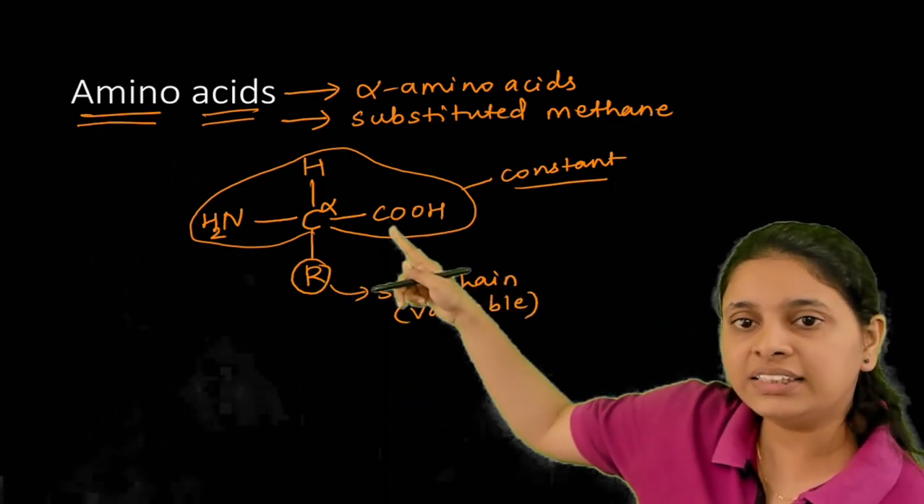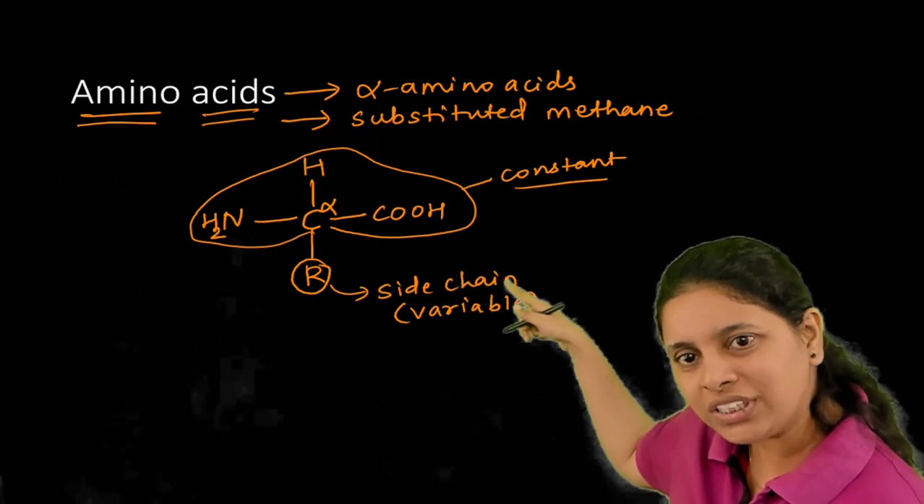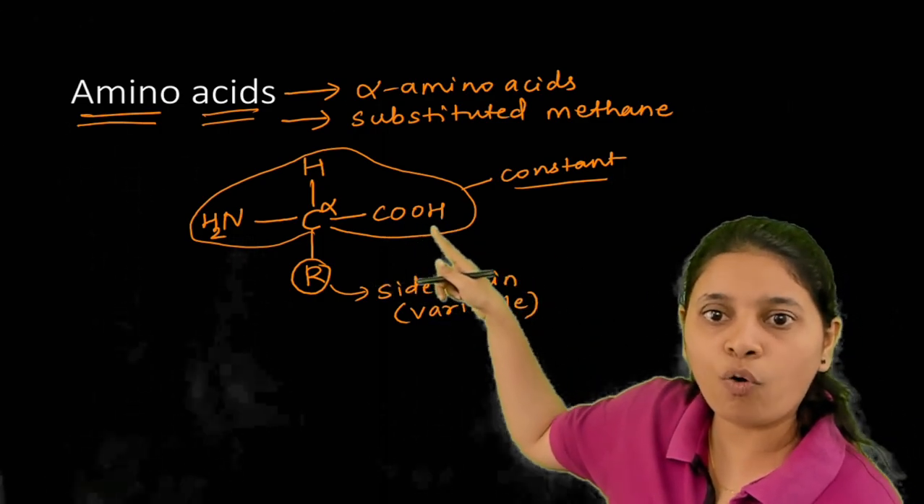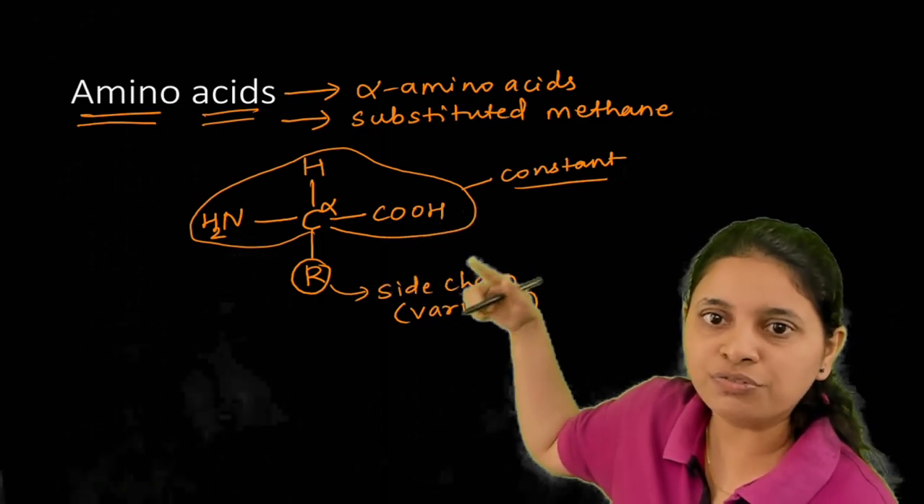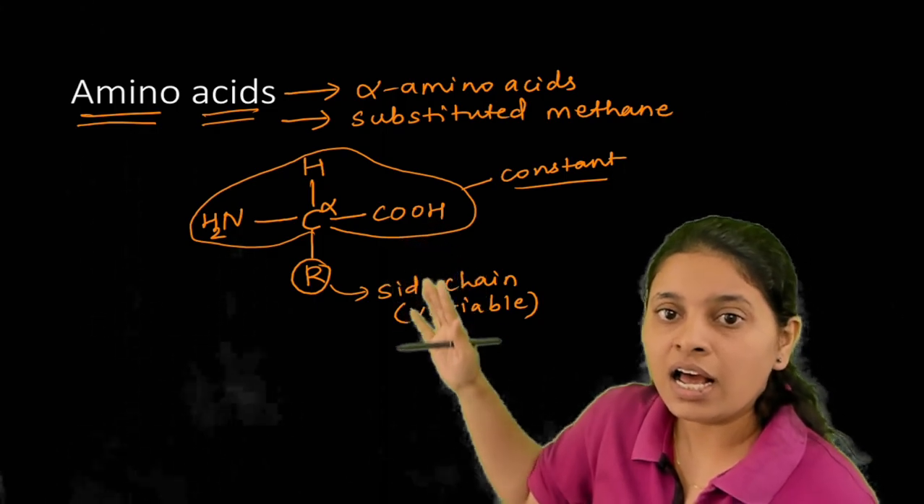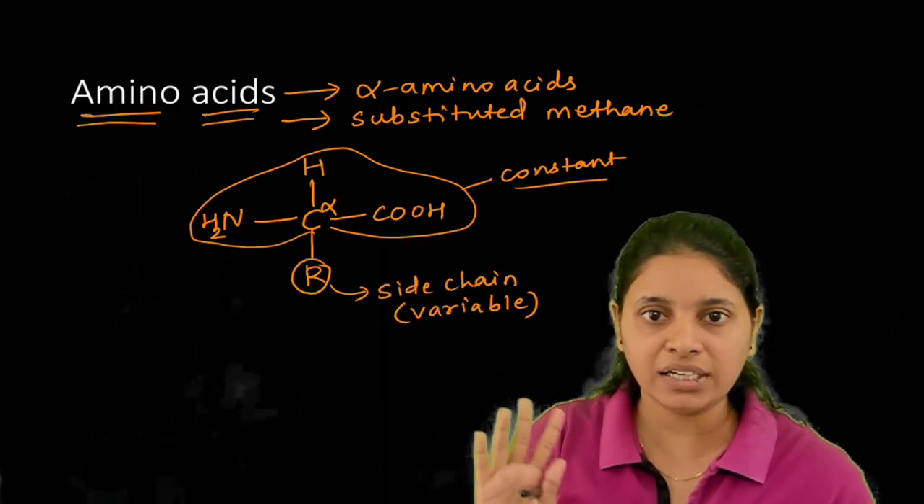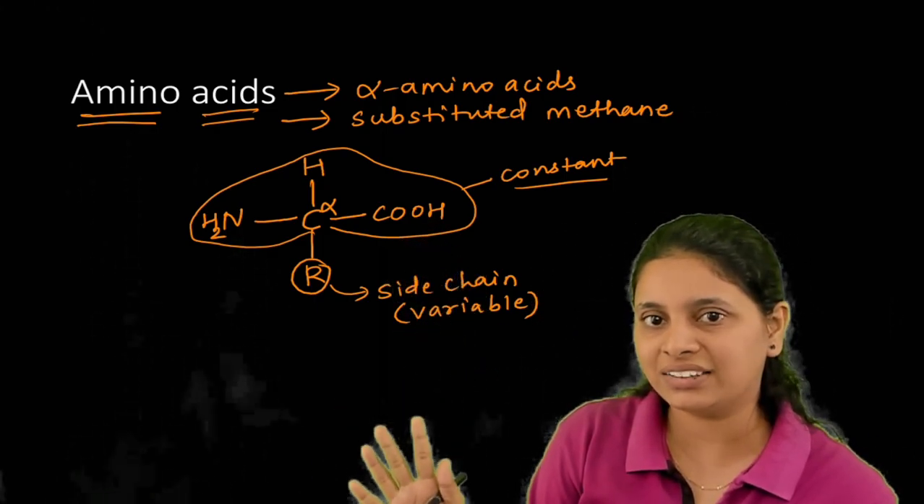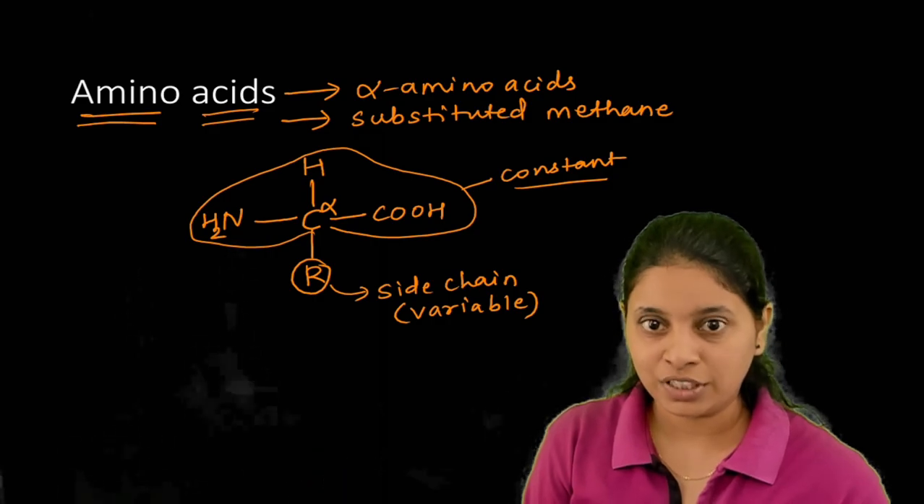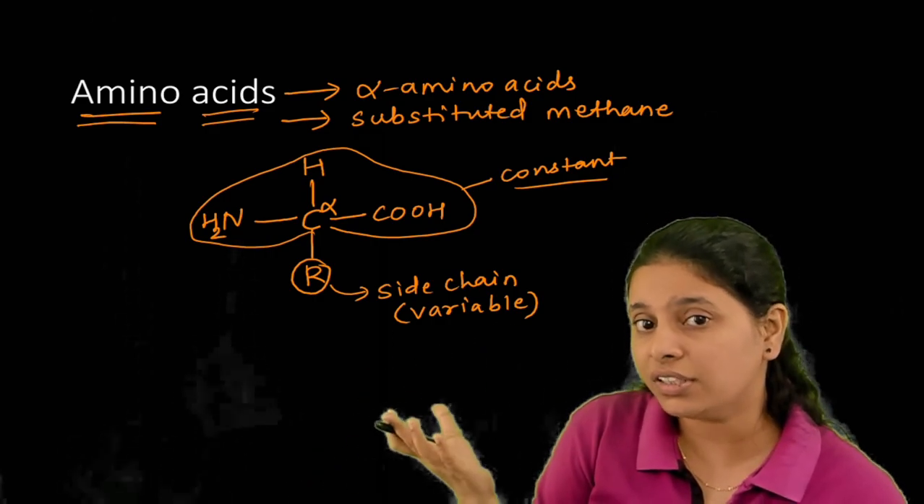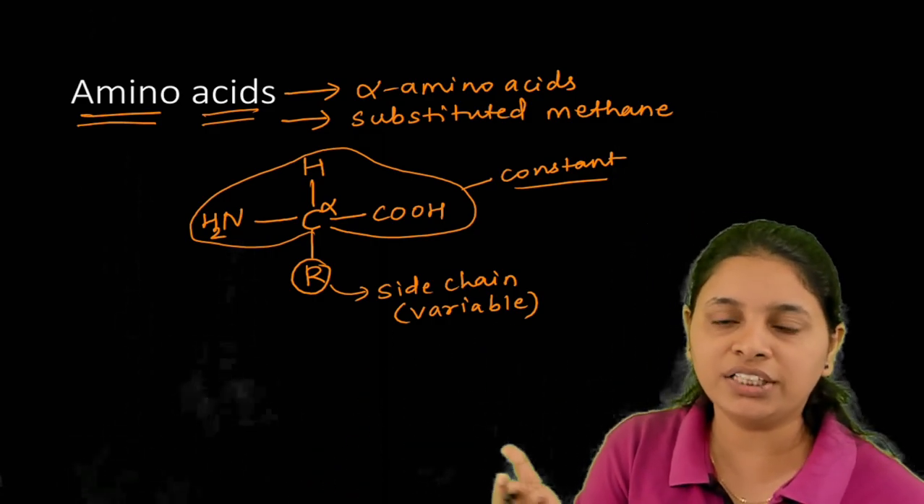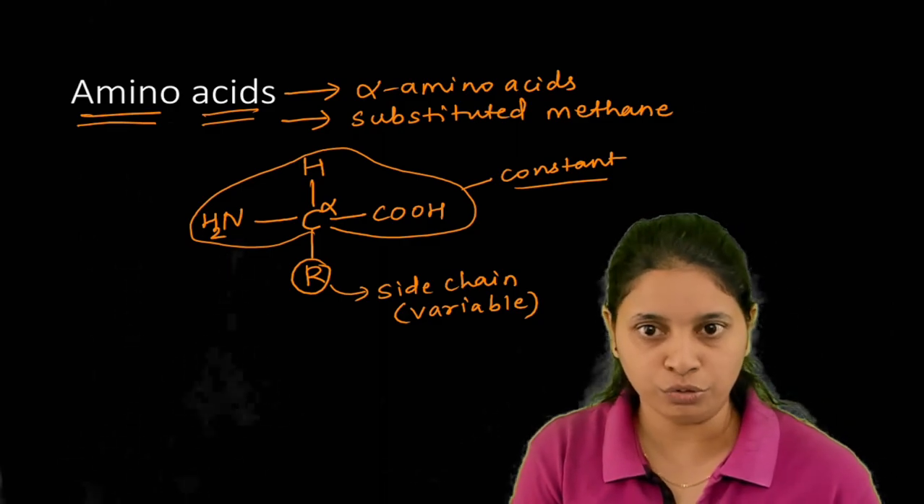And here this COOH can lose a proton and become COO minus. So this will give a negative charge, right? Depending on the pH, the charge on the amino acid will change. So the structure of amino acid actually changes with change in pH of the solution.